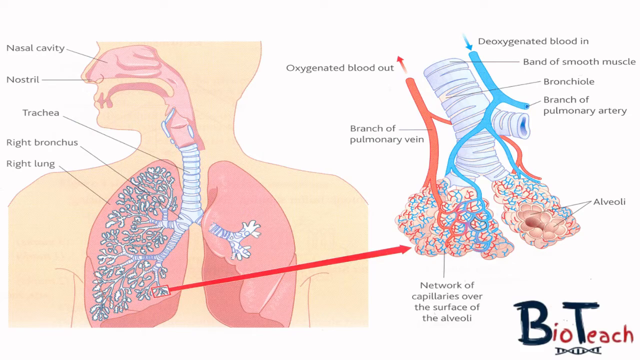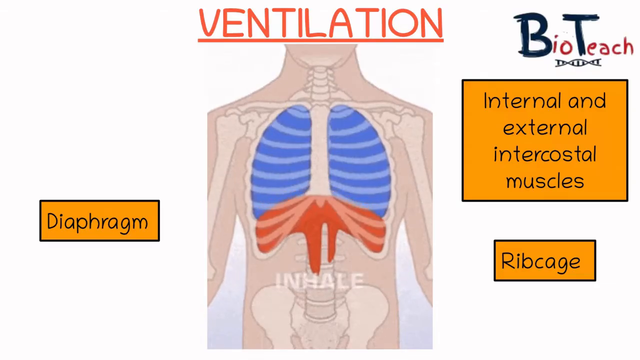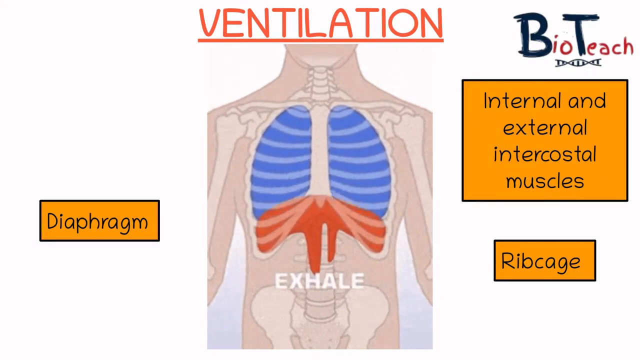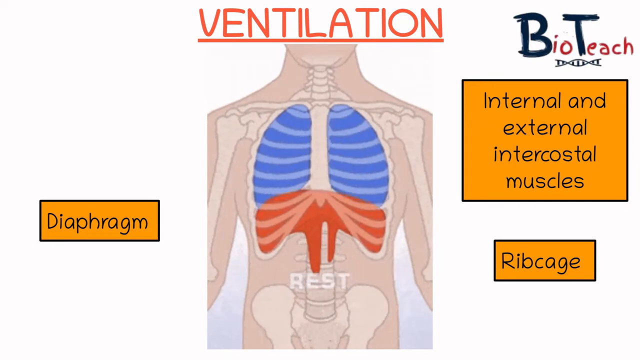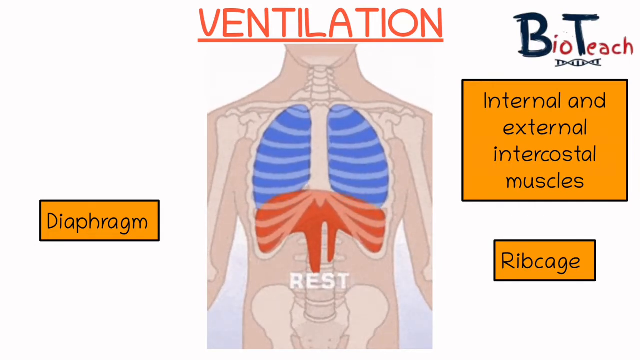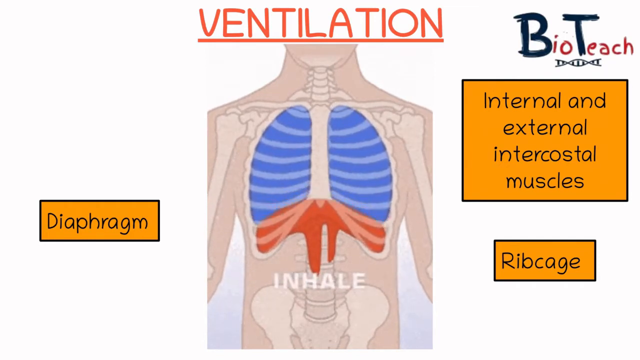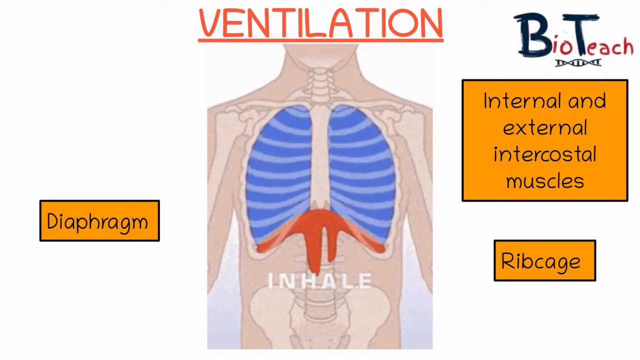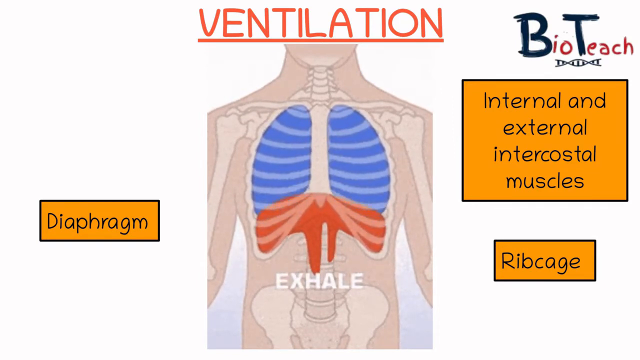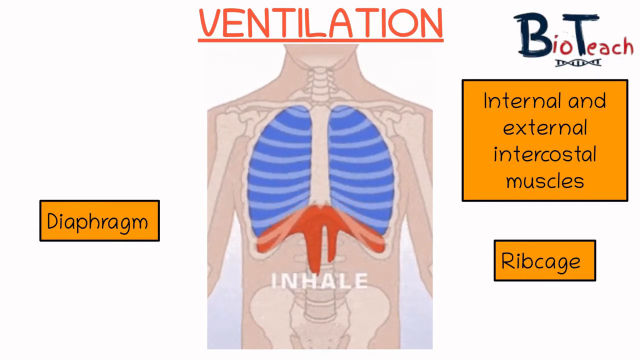Now, the next part that you need to mention in the pass task for Unit 9 is the topic of ventilation, which consists of inspiration, which is breathing in, and expiration, which is breathing out. Ventilation is controlled by the movements of three main components of our ventilatory system. So you've got the diaphragm, which is that red dome-shaped muscle that you see just underneath the rib cage. You've got the internal and the external intercostal muscles, which are the muscles in between each of our ribs. And then, of course, you've got the rib cage as well.